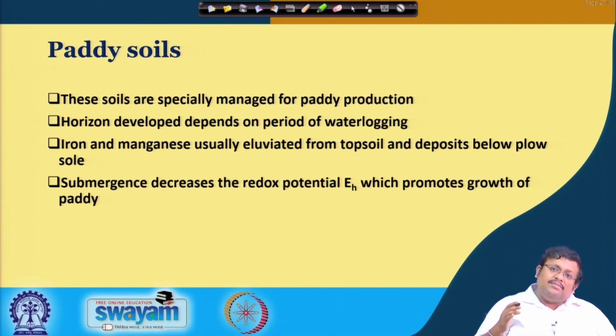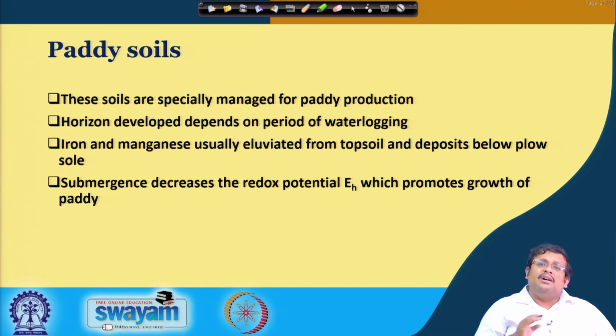So, for the growth of the paddy, it is required to reduce the Eh potential, and when the Eh potential is reduced, obviously some of the nutrients change, their dynamics change. For example, Fe3+ will be converted to Fe2+, become more available. Mn4+ will be converted to Mn2+, become more available. Nitrate will be converted to ammonium, and the plant will take the ammonium for their nitrogen need.